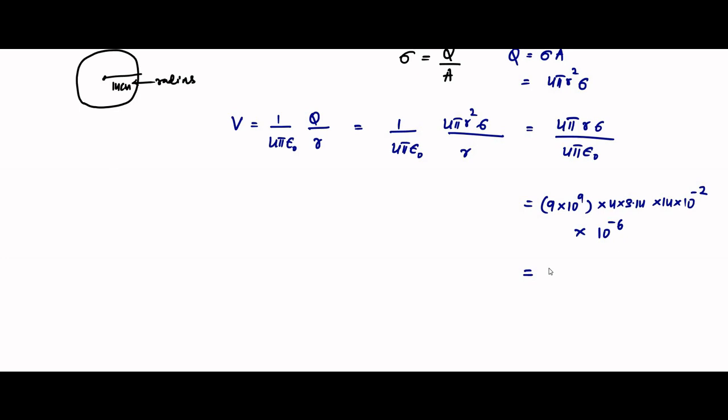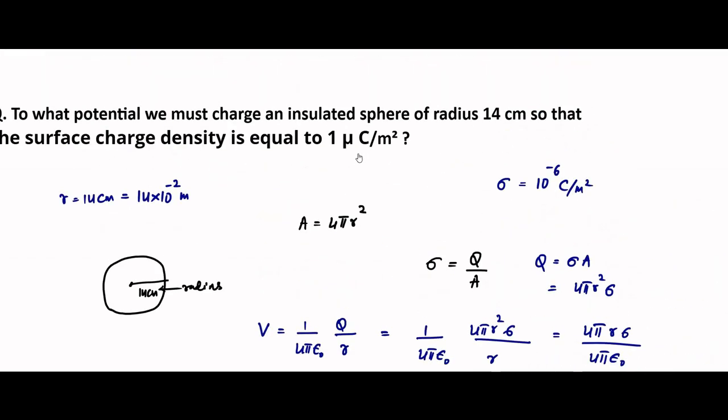Rounding it off, it's coming 15,840 volts. So this should be the potential of the sphere so that the surface charge density is equal to 1 microcoulomb per meter square.